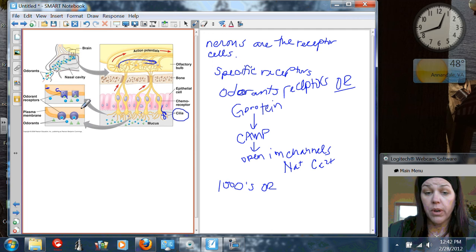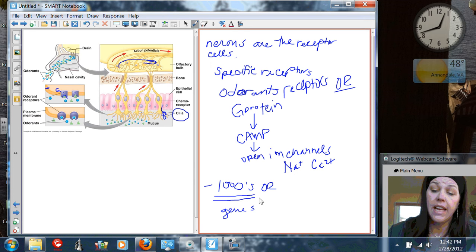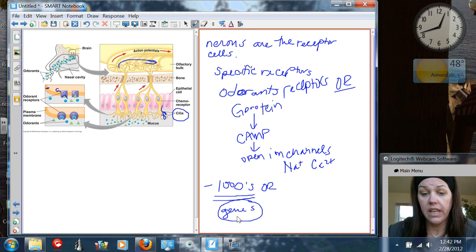To be able to express that, you have to code for that protein. So as it turns out, that means we have about 1,000 genes just for smell. And yeah, it's only 1/10 of how many genes a dog has for smell, but it's still a tremendous amount that we use for detecting smell, which is kind of neat.